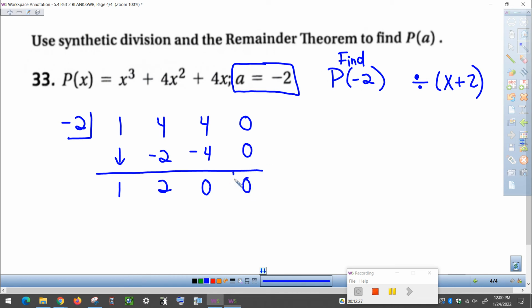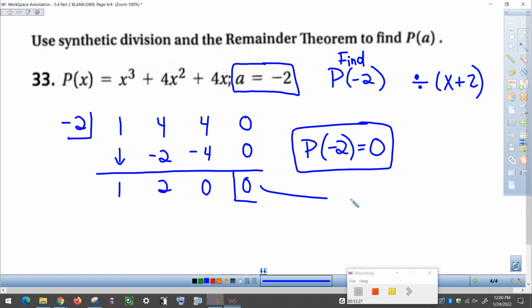Okay, oh, look at this one. Okay, so we got a remainder of 0. That's okay. That just means that that is the value of P of negative 2. It's just going to look like that. Remember that we can ignore these ones.